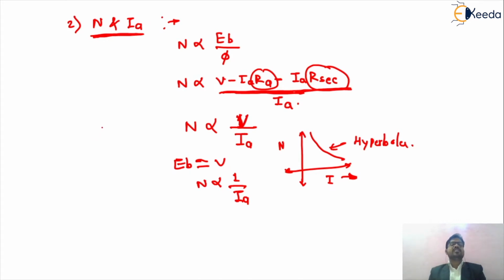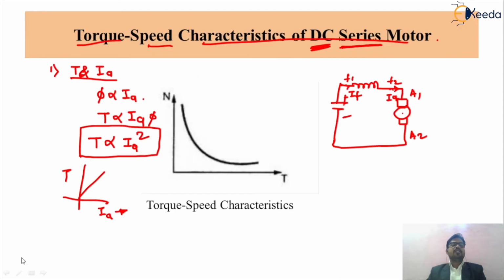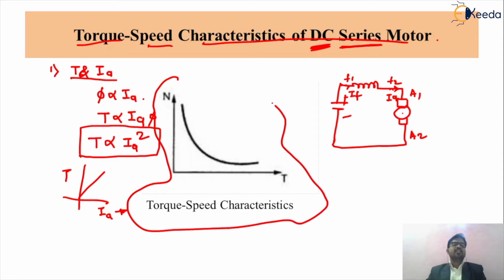So from these two characteristics, torque versus armature current and speed versus armature current, we get the third type of characteristics, called the torque and speed characteristics of your DC series motor. So what does it mean? These are the torque speed characteristics which we have drawn here. I can show you. This is the torque speed characteristics of your DC series motor. To understand it, we have some relationships. So what was that relationship?